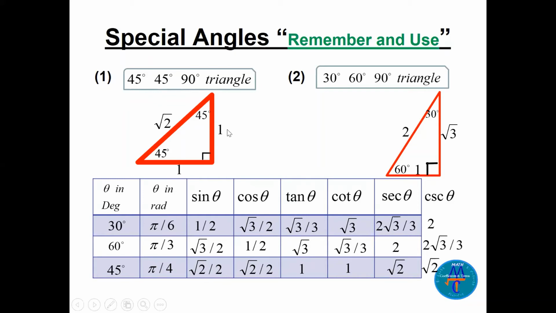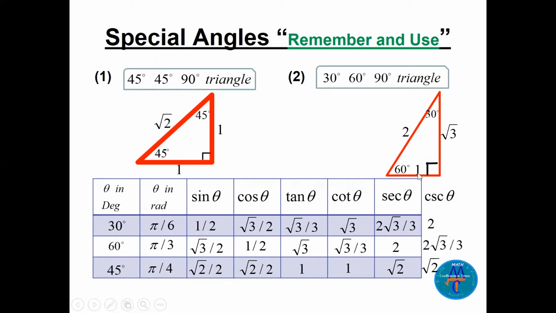So you can remember it from the special triangle, or you can remember it from the table, or any other way you like to remember sine and cosine, tan, cotan, secant, cosecant for these three special angles. I put here the angle in degrees, 45 degrees, which is the same as pi over 4 radians. Now let's move now to 30.